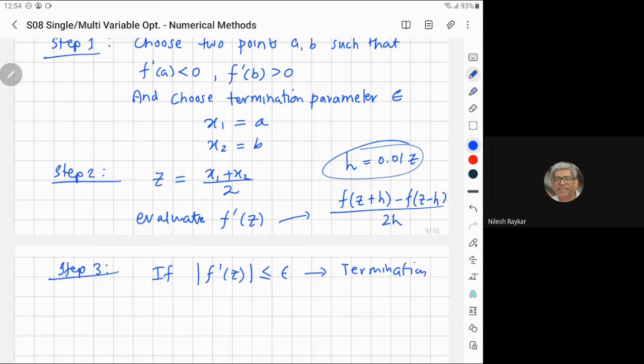As we said earlier, first we will calculate the value of the slope. If it is sufficiently close to 0, then we have hit upon the minima and we'll stop then and there only. Otherwise, we'll have to check whether the slope is positive or negative, and accordingly decide which region to be eliminated.